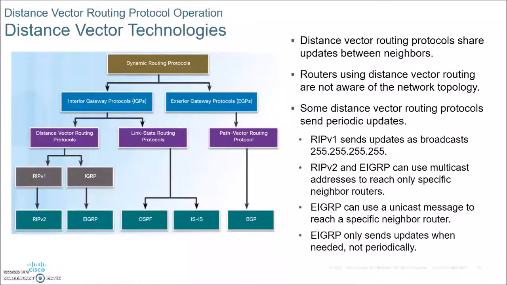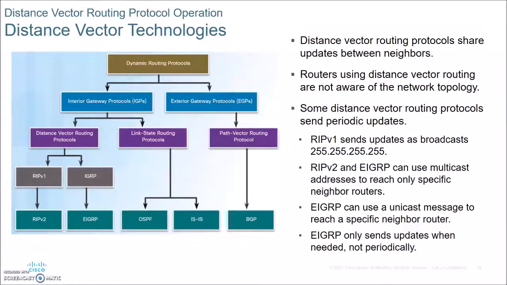Okay, distance vector routing protocol helps to share the update between the neighbors. And these routers use distance vector. They are not aware of the entire topology. They only know the routes from their immediate neighbors. They only know the routing table of their immediate neighbors. Are they able to map out the entire topology? They are not able to.